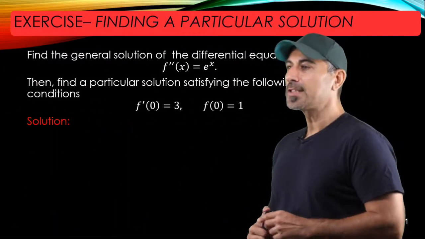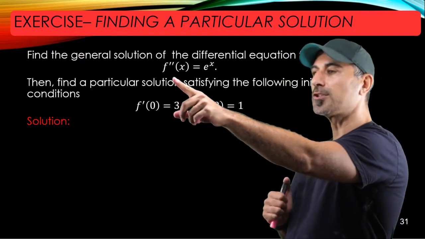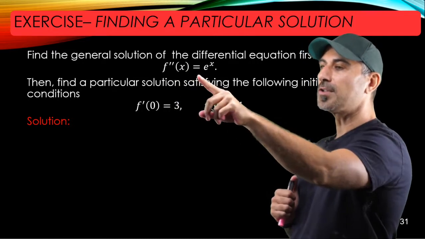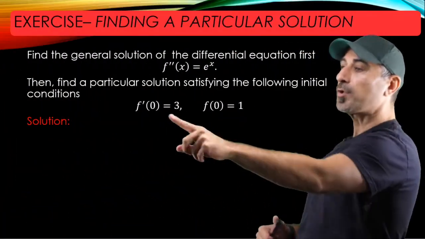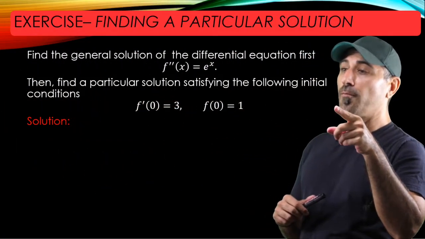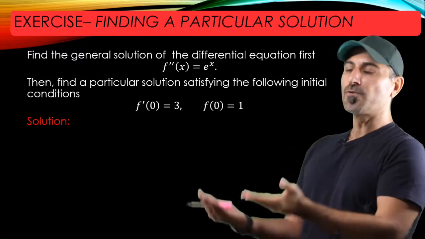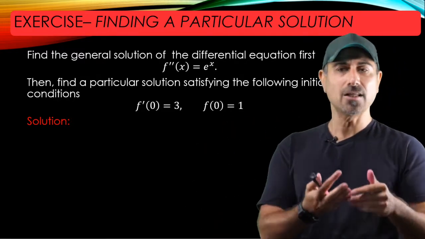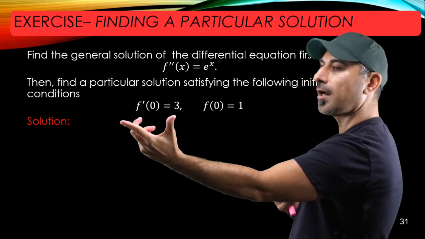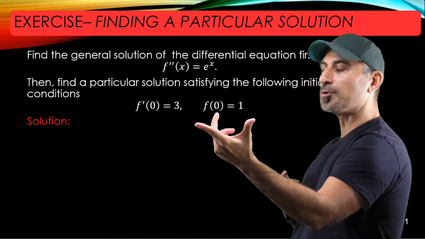Here we go. So we're given a differential equation where the second derivative of the unknown function is e to the x. But the question is asking us to find a particular solution, which is called your function f, satisfying initial conditions, where you have f prime at 0 equals 3 and f of 0 equals 1.